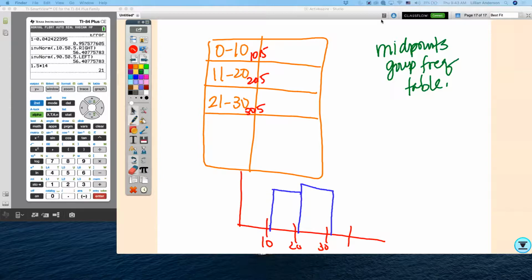Yeah. And for the frequency table, what you do is multiply the X and the Y, and then divide it by the X's. To find your mean for statistics, you take the midpoints, multiply each midpoint by the frequency, add all those up, and divide by the total frequency.